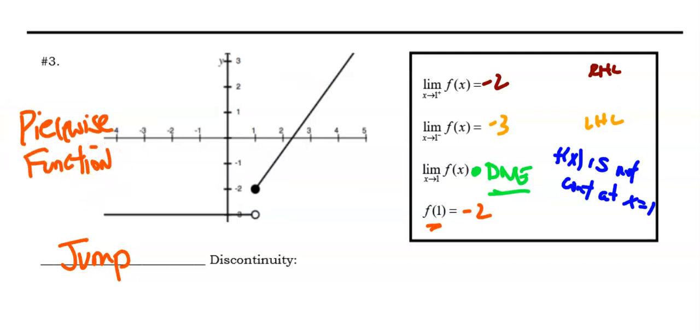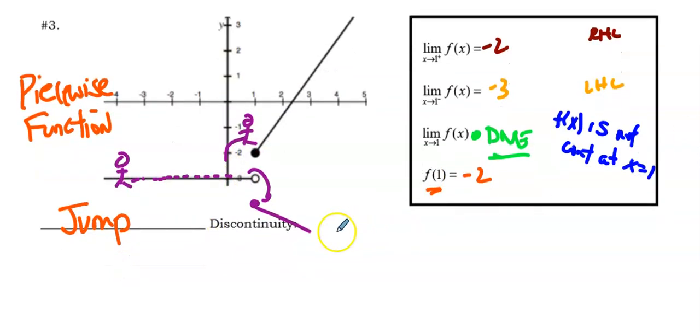And then the other thing that I always tell students, and this is really silly, is that we're walking along our graph, we're walking along. In order for us to get here, we have to jump. Or let's say it's down here, then we have to jump down. So we have to literally jump. So it's a jump discontinuity. And so let's talk about the criteria for jump discontinuity.